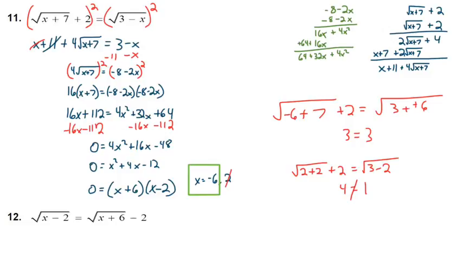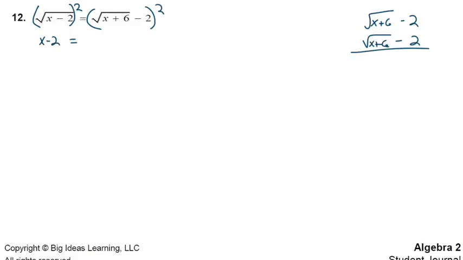If you want to try number 12, be so brave. But I'm going to work through it real quick. Feel free to pause at any point. So, square both sides. That's x minus 2 equals, if I square the right, the square root of x plus 6 minus 2 times the square root of x plus 6 minus 2. Negative 2 times negative 2 is positive 4. That's negative 2 times the square root of x plus 6, and another negative 2 times the square root of x plus 6. The square root of x plus 6 times the square root of x plus 6 is x plus 6. So that adds up to x plus 10 minus 4 times the square root of x plus 6.